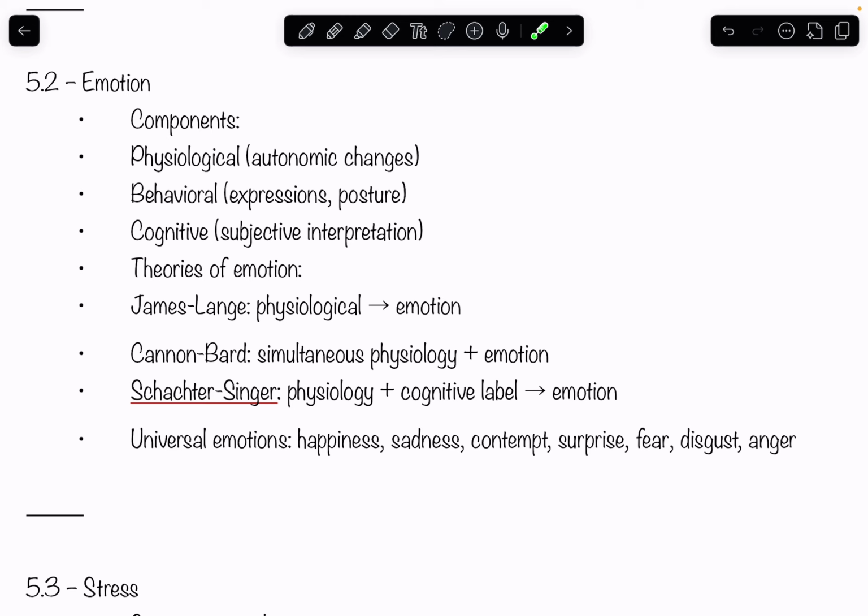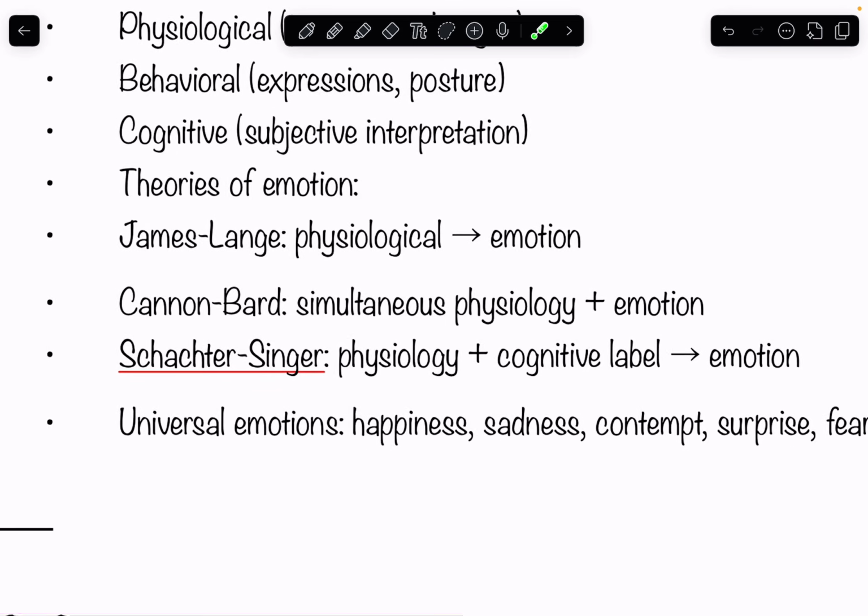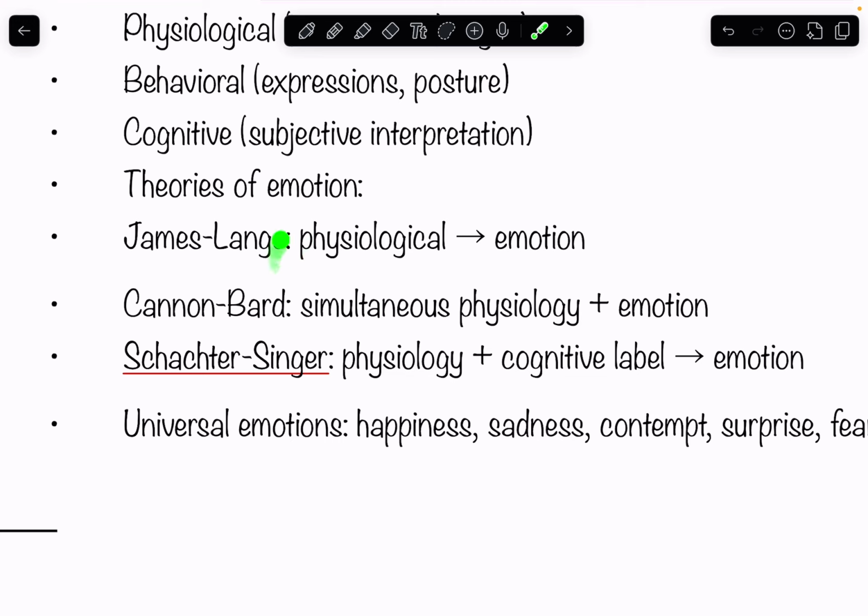And then we have different theories, okay? So the James-Lange theory of emotion. Imagine you're watching a movie and somebody is crying. Seeing that person cry is going to have your body release certain hormones, and you're going to have a physiological response. And then that physiological response is going to lead to emotion. The Cannon-Bard theory is going to say that the emotion and the physiological response happen at the exact same time.